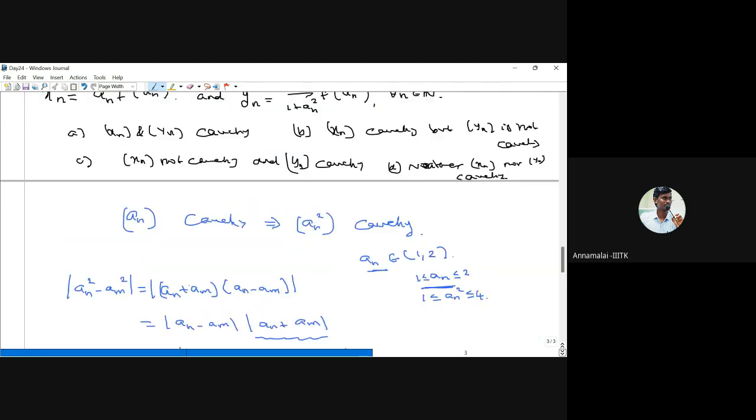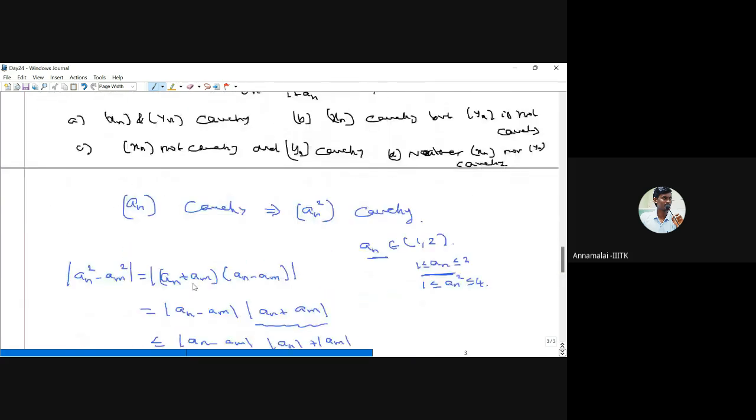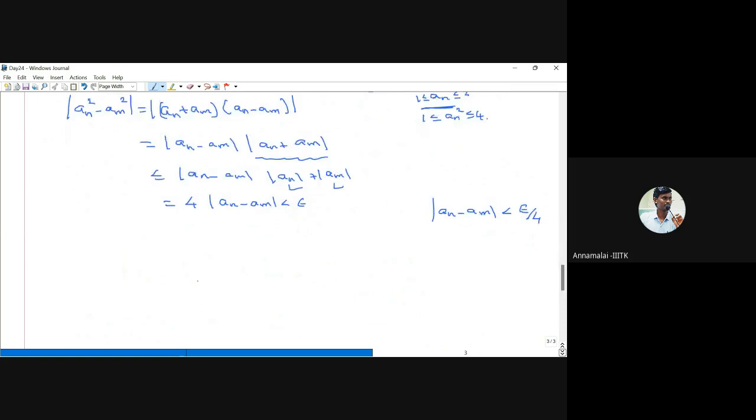Now, we get an square is Cauchy, and given that f is a uniformly continuous function, every uniformly continuous function takes a Cauchy sequence to a Cauchy sequence. Since f is uniformly continuous on the interval 1 comma 4, and this an square is Cauchy in the interval 1 comma 4, then f of an square is Cauchy.